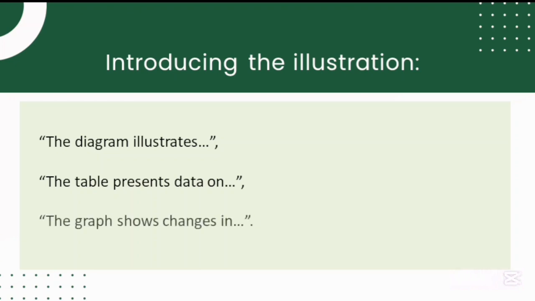The diagram illustrates, and you write the topic of the diagram, for example. The table presents data on, and you write the topic also. So we can say you name the type of illustration and then you use one of the verbs: the diagram illustrates, the table presents data on, the graph shows changes in.